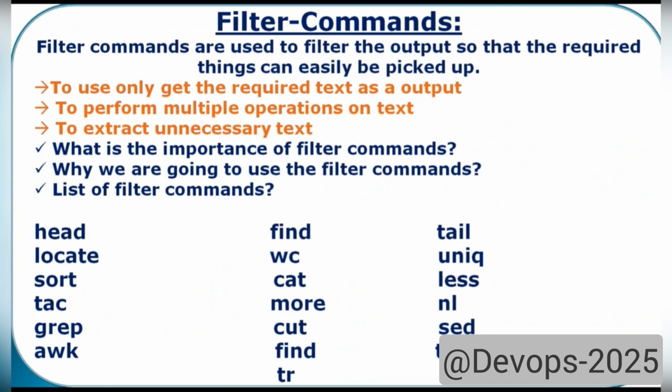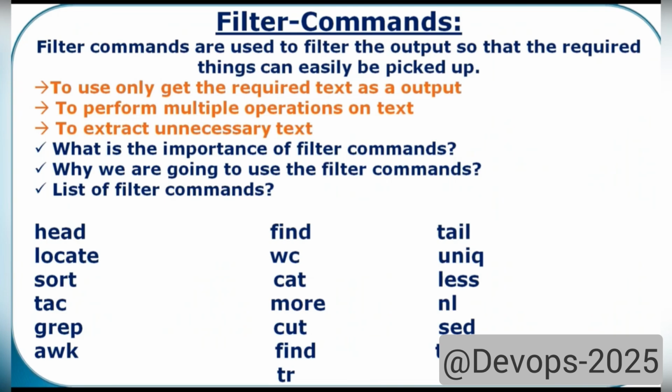The next command is word count. So wc means word count. It will give the word count, line count, and character count. How to see how many lines, how many words, and how many characters are there in a file.